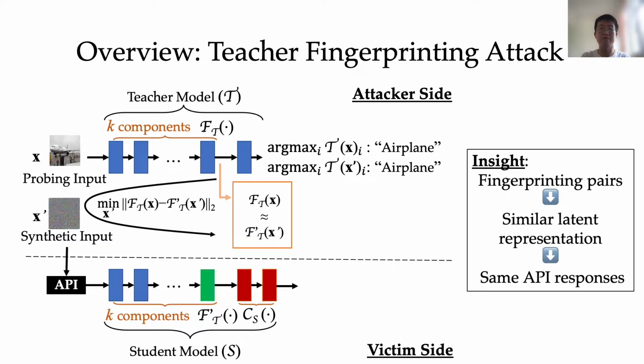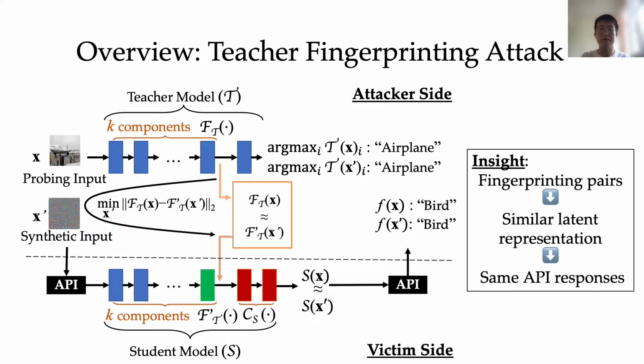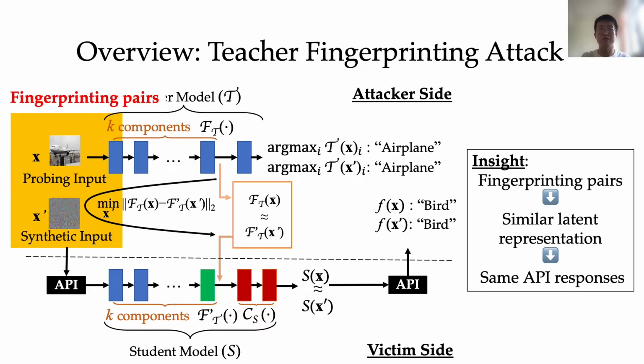Then we send the two inputs to the victim. If the student model comes from the same teacher model, the two inputs will produce the same latent features, and therefore the same classification results. We call this pair of inputs a fingerprinting pair. We can send a bunch of fingerprinting pairs to the student model. Intuitively, the more matched results we get, the more likely that the student model comes from the teacher model.